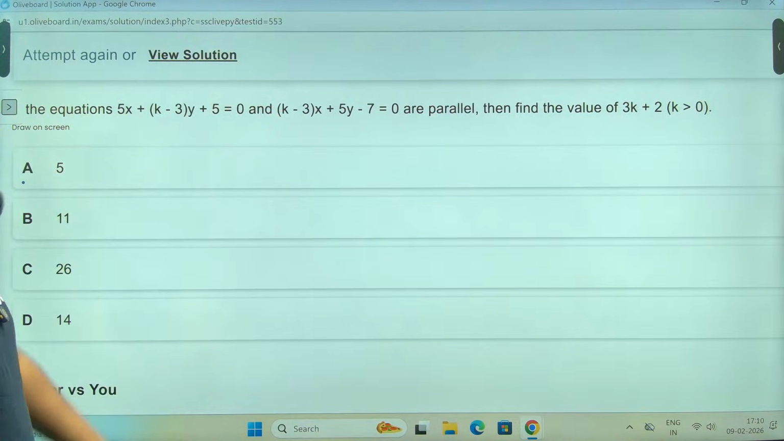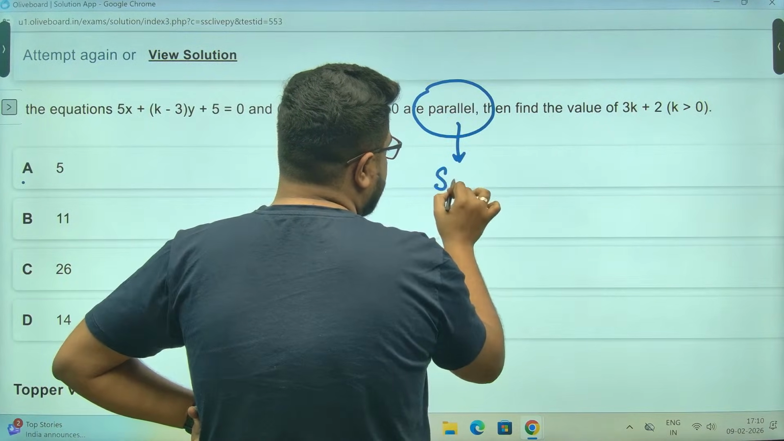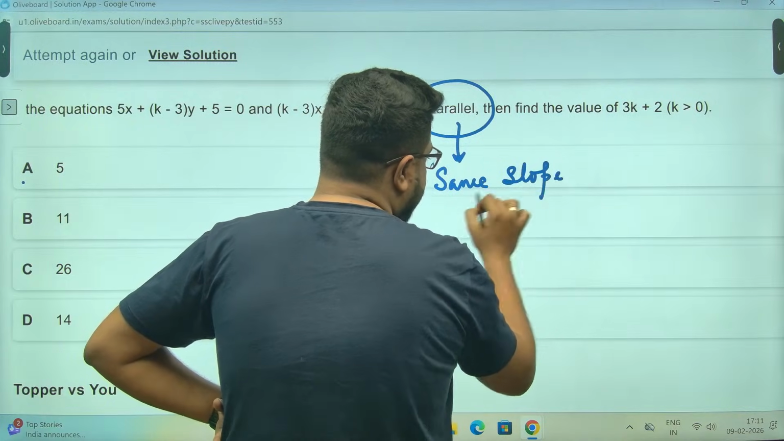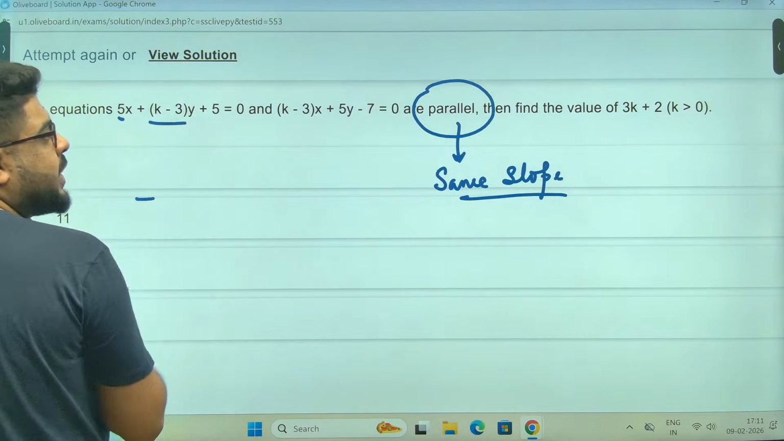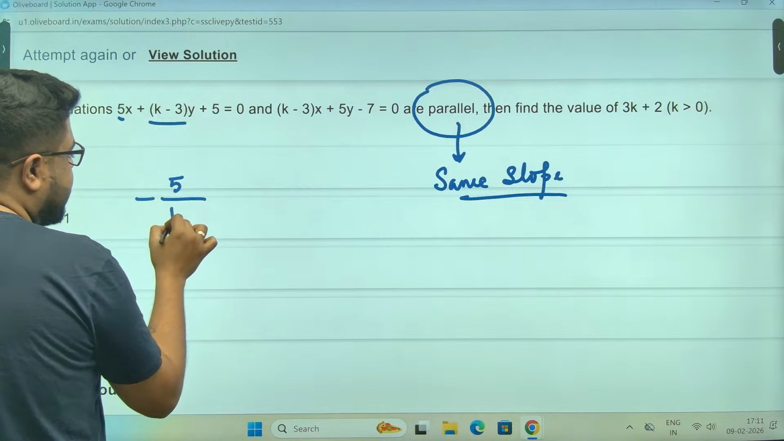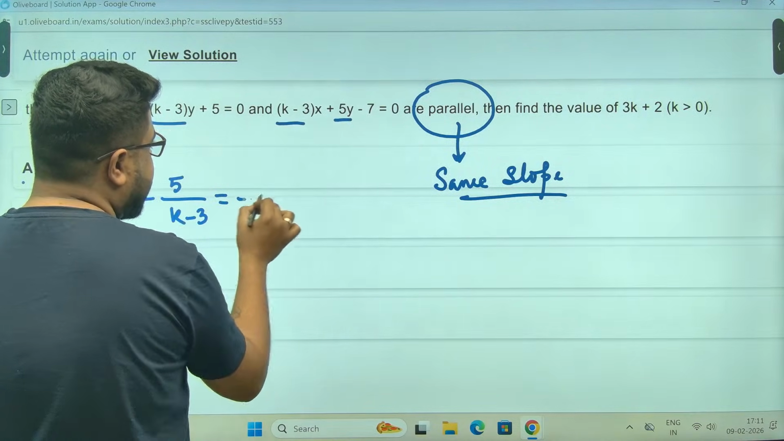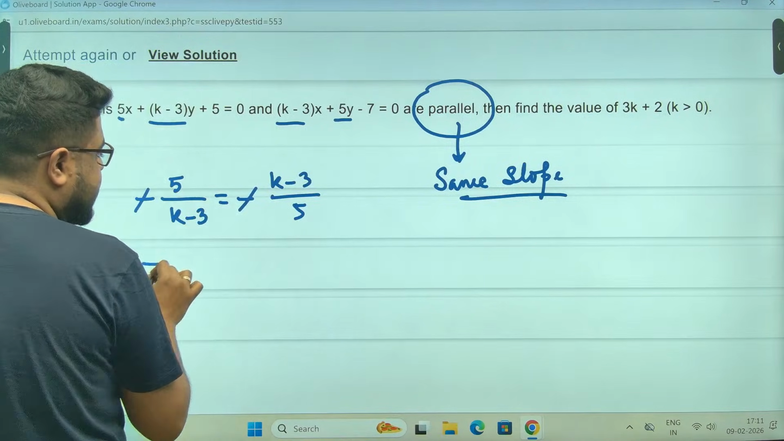Equations are parallel. So parallel means same slope, correct? So slope is what? Negative sign of x coefficient by y coefficient. 5 by k minus 3 equals, over here this by this with a negative sign, k minus 3 by 5. So minus minus cancels.